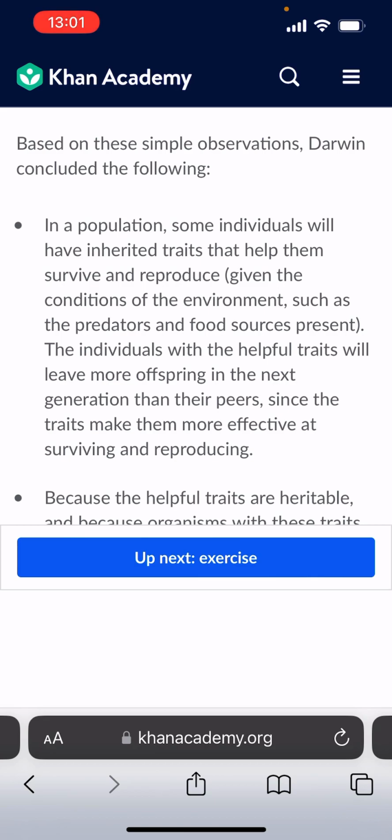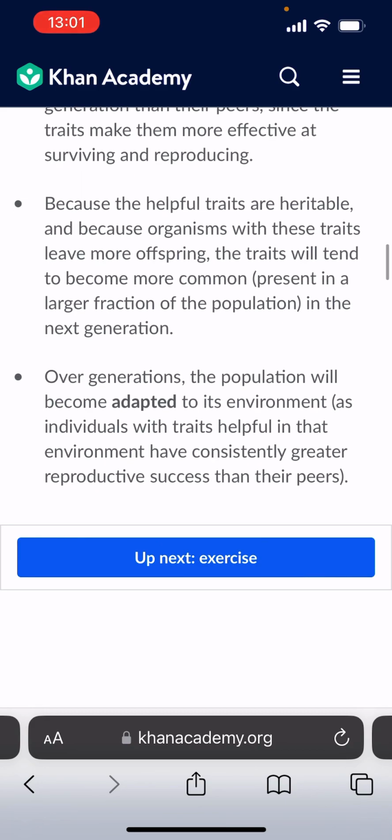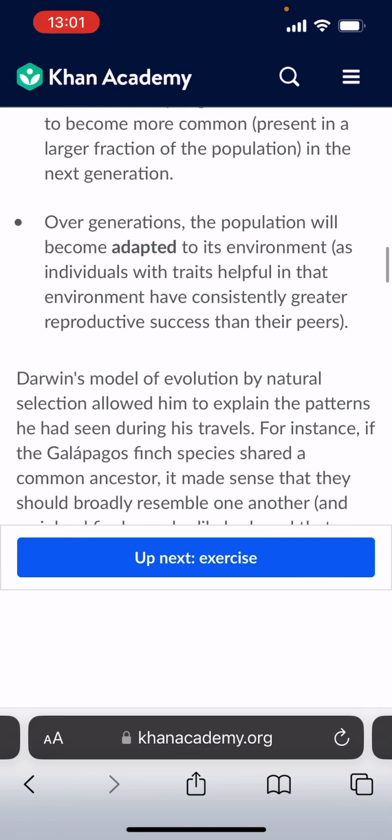The individuals with the helpful traits will live more, present in a larger fraction of the population in the next generation. Over generations, the population will become adapted to its environment as individuals with traits helpful in that environment have consistently greater reproductive success than their peers.